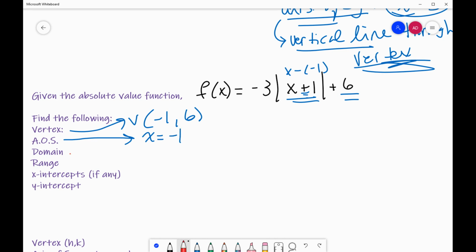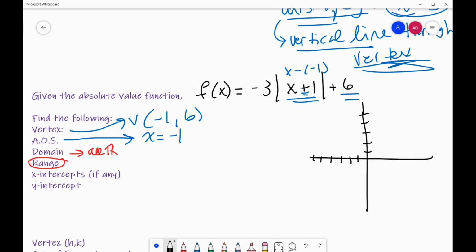Fun fact about absolute value functions. The domain will always be all reals as long as it's not restricted, and it's not. The range, however, is a little trickier. Let me talk about how to get that range. So for starters, I'm going to sketch this graph, right? So I'm going to graph this whole thing. The first thing I'm going to do is I'm going to plot the vertex.